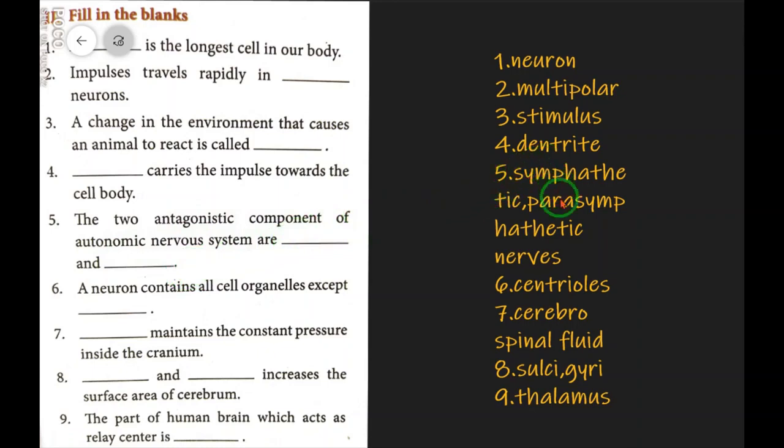Sympathetic and parasympathetic nerves. Number 6. A neuron contains all cell organelles except dash. Centrioles. Number 7. Dash maintains the constant pressure inside the cranium. Cerebrospinal fluid. Number 8. Dash and dash increase the surface area of cerebrum. Sulci and gyri. Number 9. The part of human brain which acts as relay center is thalamus.